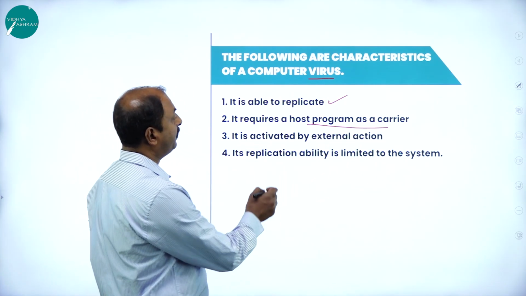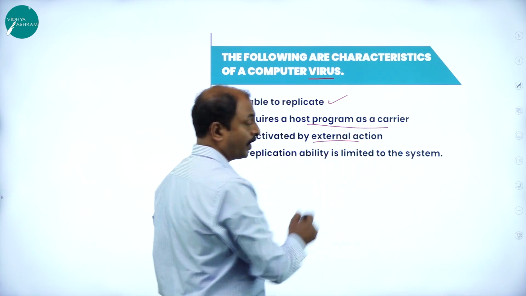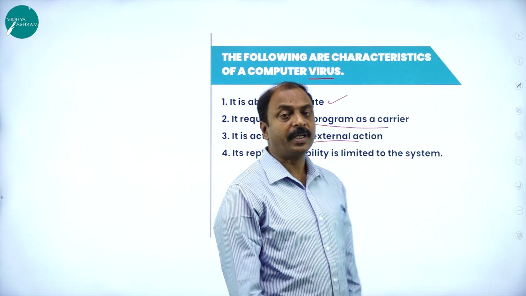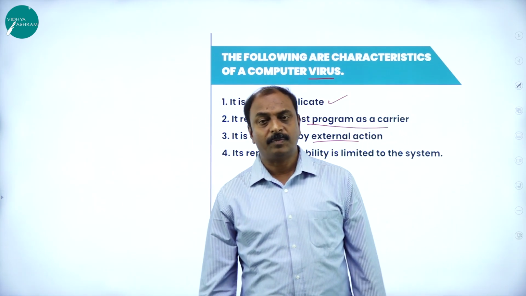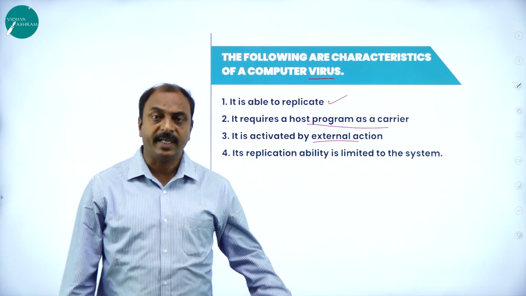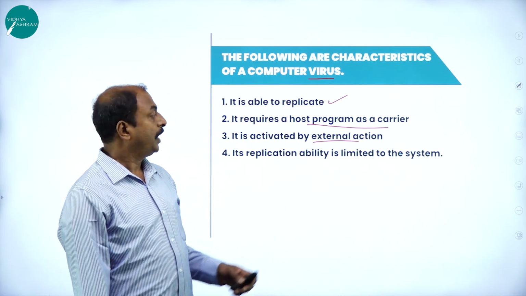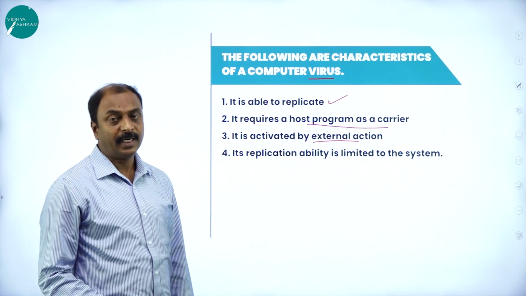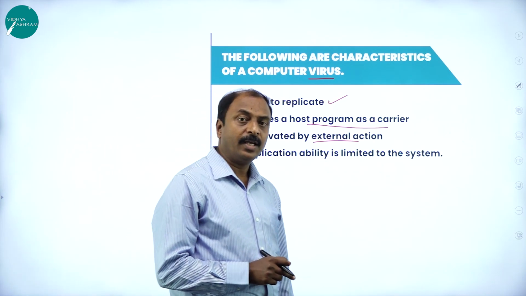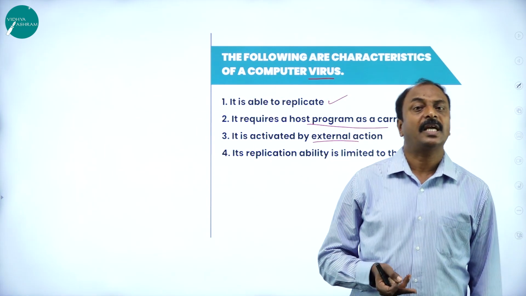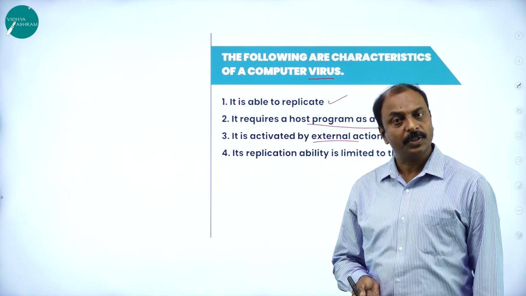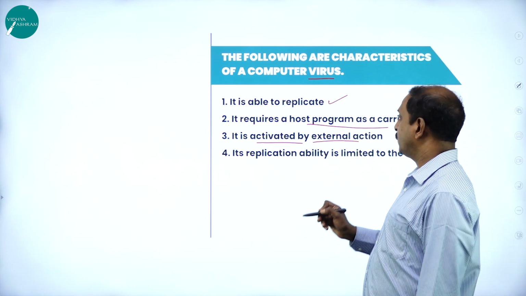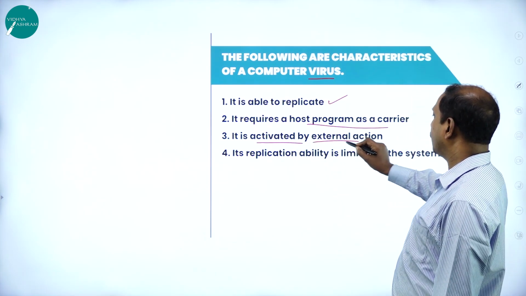Now it is activated by external action. How is the virus going to become active? Suppose you receive an email from outsiders, and the attachment has a virus. If you just download it, it may not have any effect. But once you have downloaded the file, if you open the file, that is a type of action. If you open that particular file, then the virus may be activated. That is the meaning of activated by external action.